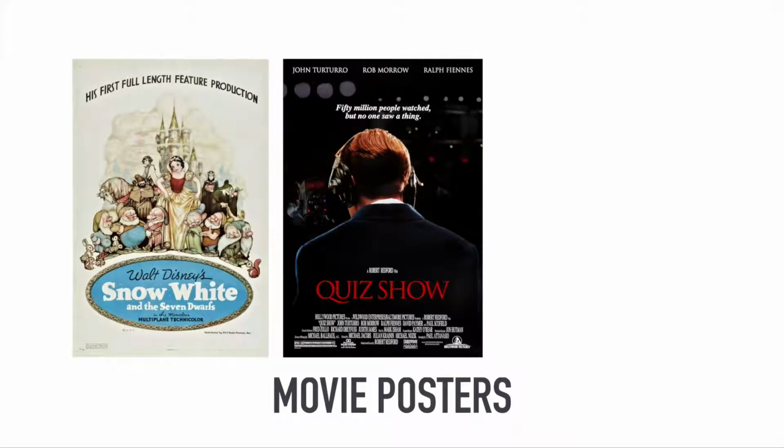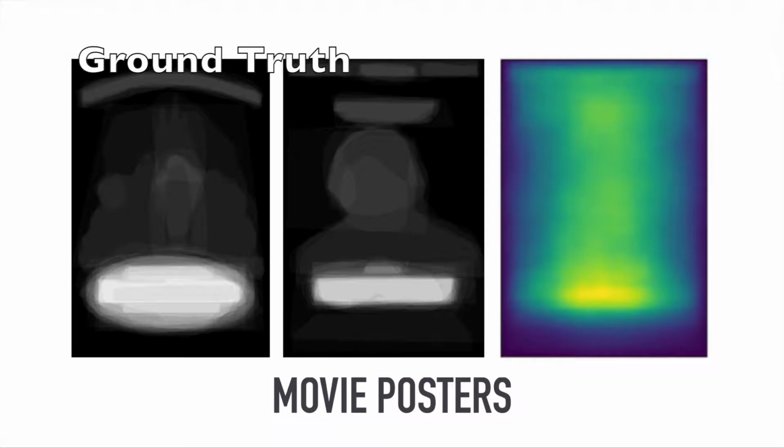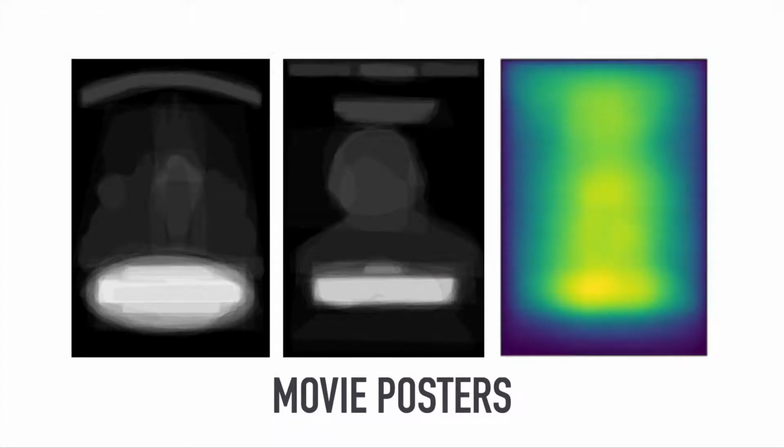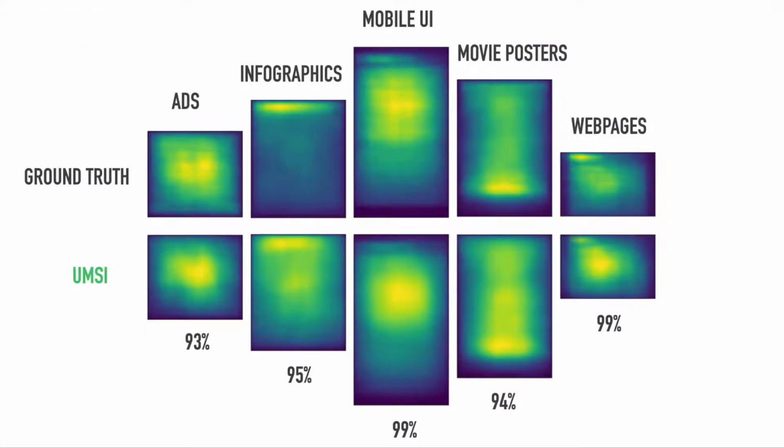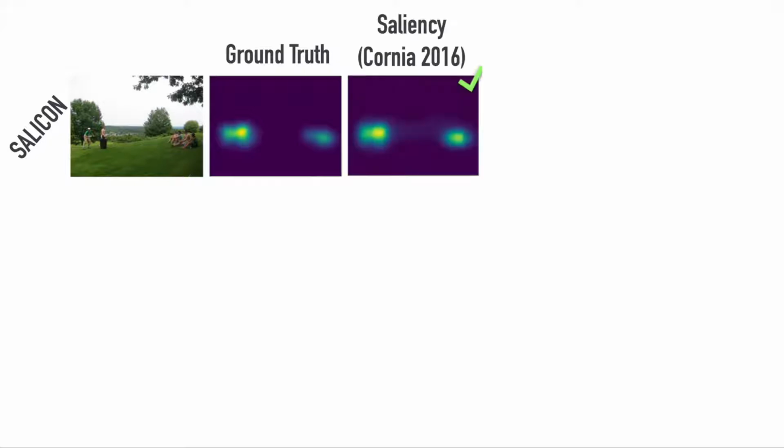And here are movie posters, the average importance map, and the predicted map. In all cases, UMSI learns the pattern specific to different design classes, which it leverages in order to make more accurate predictions per design class. Compared to prior approaches, our model can generalize to different image types, including natural images.